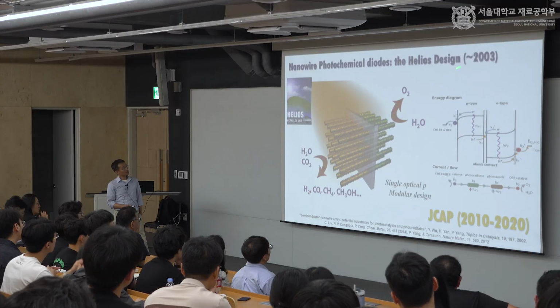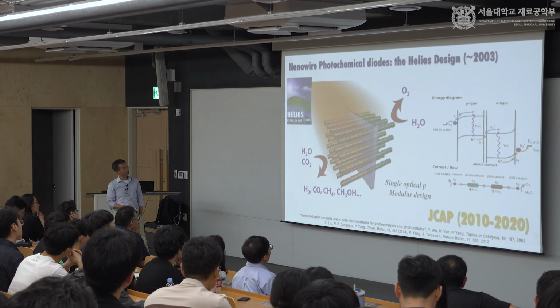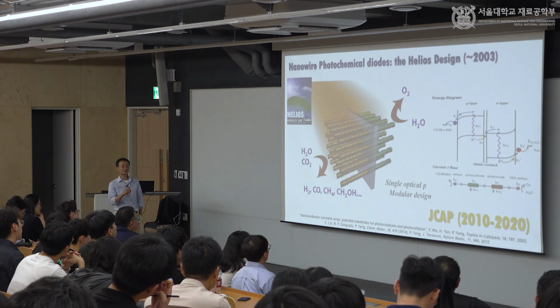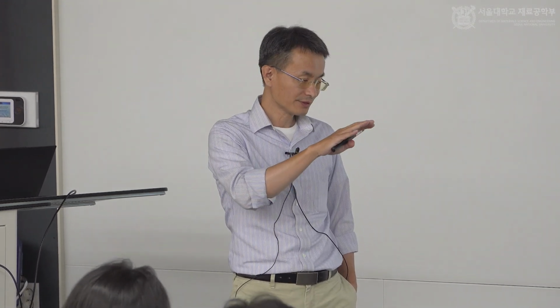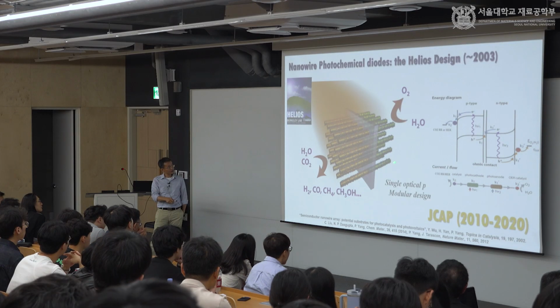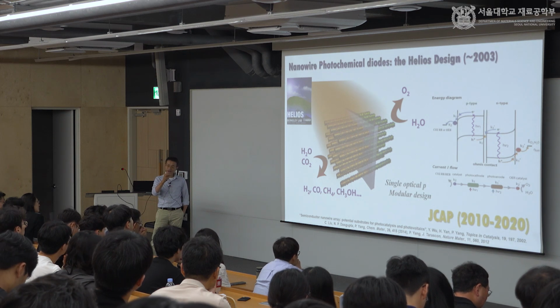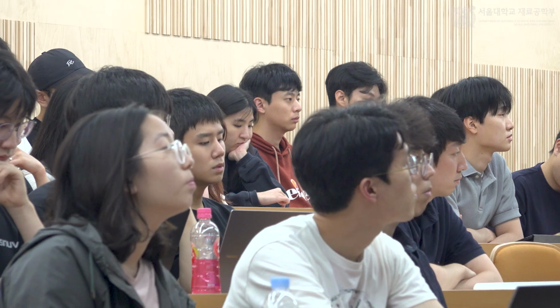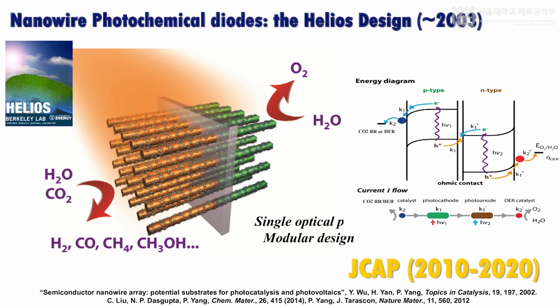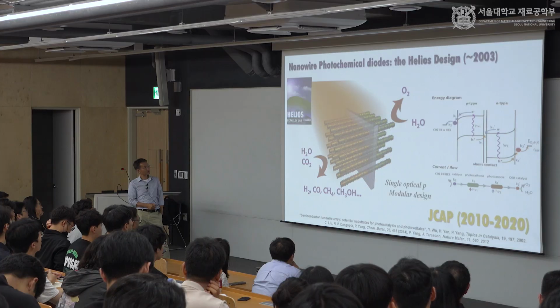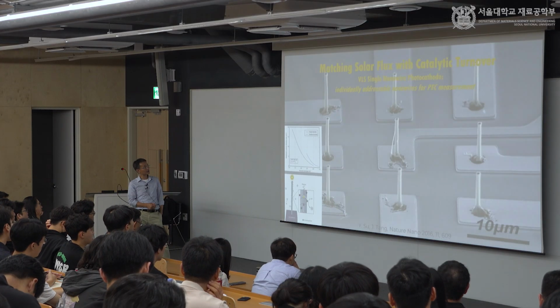And what we did back in 2003 when we launched the Helios program is, for the first time, we revised the original bulk single crystal design. We got rid of the single crystal design and introduced this nanowire photochemical diode, and that immediately gives us several major advantages. I will briefly explain in the next few slides. One, obviously, is the high surface area. And second, you can design the aspect ratio of this nanostructure to be a single optical path device. So that solves a couple of bottlenecks in the original proposal.